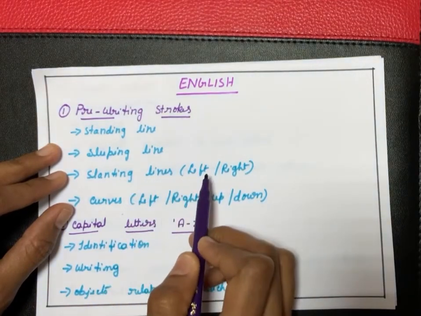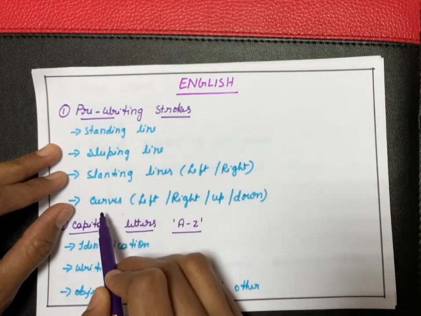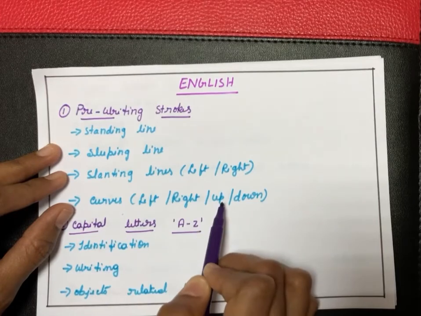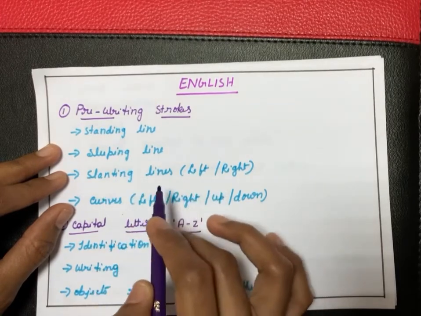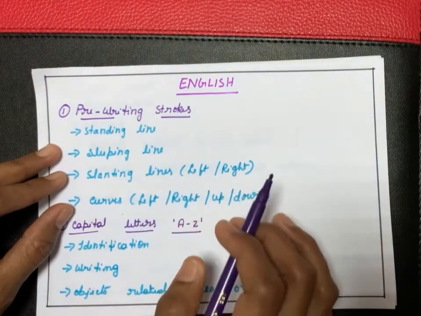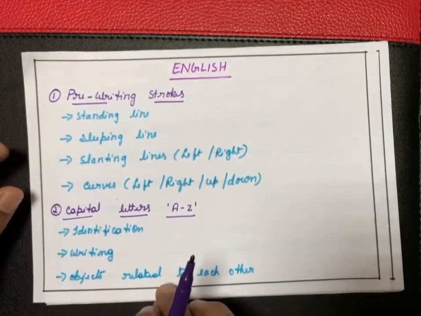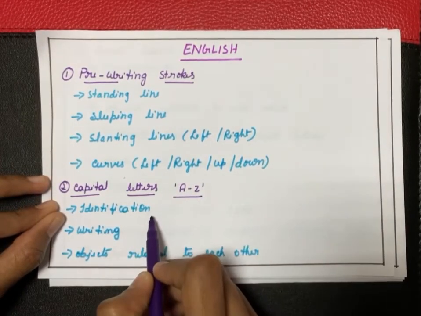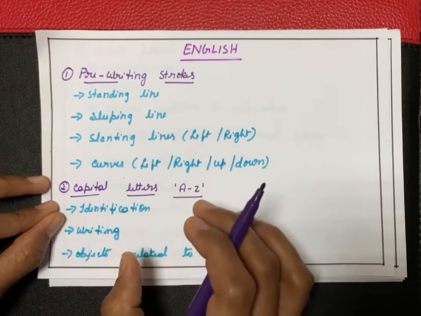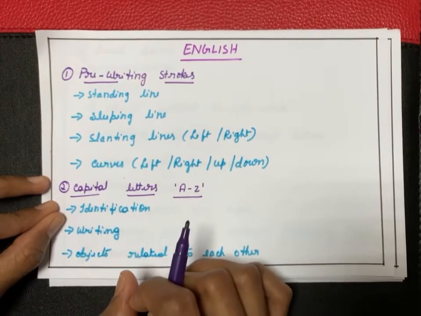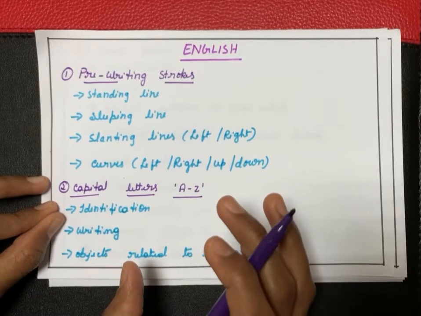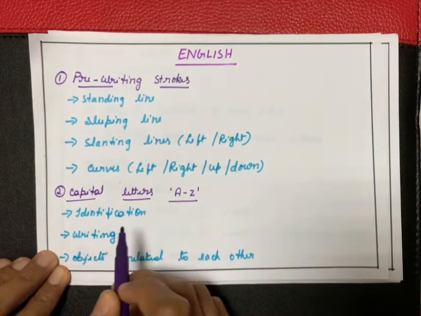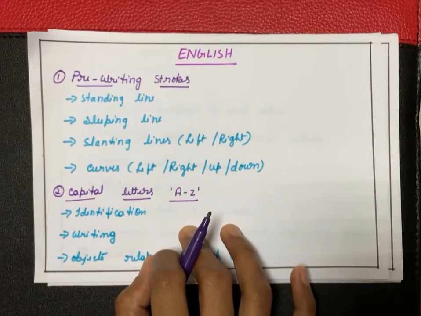slanting lines, in that left slanting, right slanting, then curves, left curve, right curve, up curve, down curve. All these pre-writing strokes you can teach your kids. Then comes the letters. A to Z capital letters, in that identification. For the identification, as I told earlier, you can use the flashcards. With the help of flashcards, you can teach your kids to identify the letters easily.